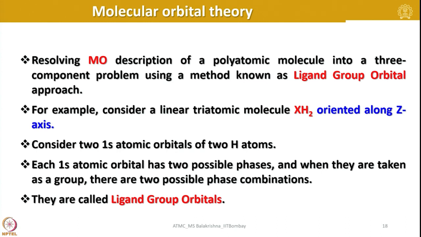For example, when we write molecular orbital diagrams for simple diatomic molecules or heterodiatomic molecules, it is very easy. I am sure you are all familiar with writing MO diagrams for molecules such as hydrogen, N2, O2 or even CO. However, when we want to write molecular orbital diagrams for polyatomic molecules, it is very appropriate to consider a set of orbitals called ligand group orbitals. For example, let us consider a triatomic molecule such as water oriented along the z axis. Here consider two 1s atomic orbitals of two hydrogen atoms, and each 1s atomic orbital has two possible phases. When they are taken as a group, there are two possible phase combinations, and we essentially call them ligand group orbitals. Whether we have 2, 3, 4 or many, we can go for this ligand group orbital concept.